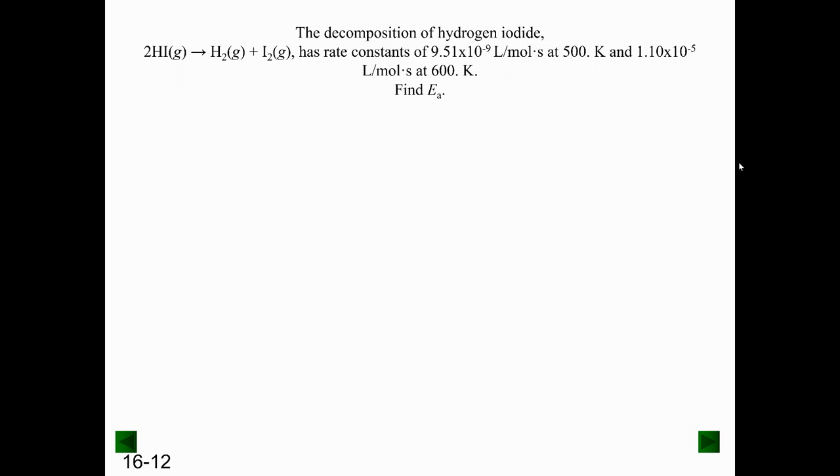This says the decomposition of hydrogen iodide, there's your equation, has a rate constant K at 500 Kelvin and a rate constant of 1.10 times 10 to the negative 5 at 600 Kelvin. And we want to find activation energy. This one is a little bit different. We do not have a slope of a graph. So instead, we're going to use a third version of the Arrhenius equation, which is ln K2 over K1 equals negative E of A over R times 1 over T2 minus 1 over T1.